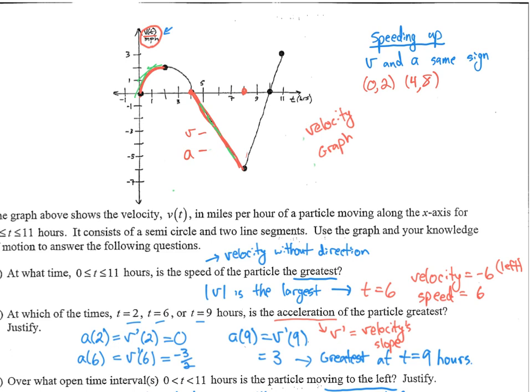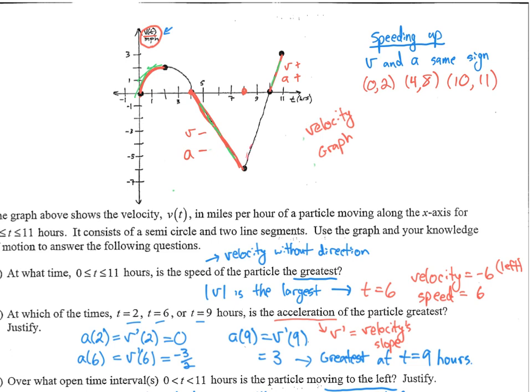Okay, so the particle is actually speeding up in the last interval from 10 to 11, because this is the interval where the velocity is positive. The velocity is literally above the t-axis there. It lives in positive land. And the acceleration, or the slope of this line, is positive as well. So that's the last interval where the particle is speeding up, from 10 to 11.